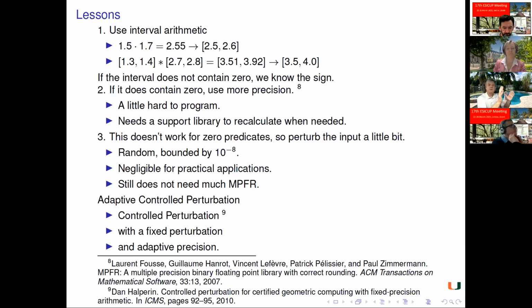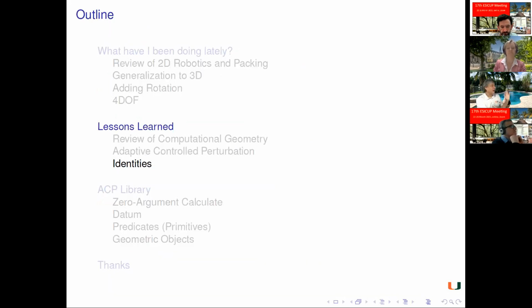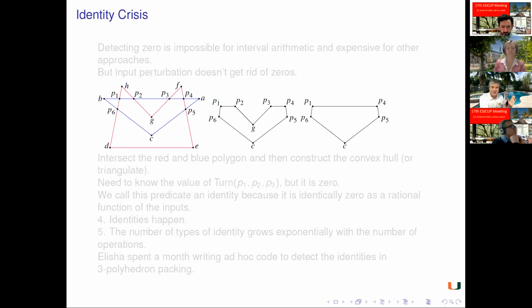So we thought we were sitting pretty. We thought, okay, we got this solved. We can go and do all the geometry we want. Then we started having an identity crisis. And what do I mean by that?